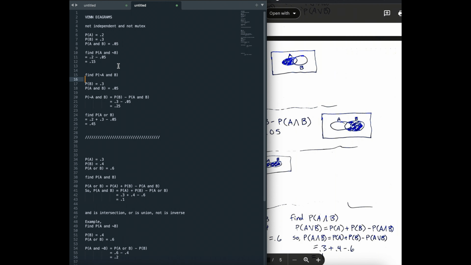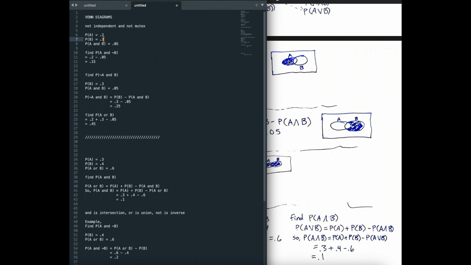Okay, so this is going to be an explanation of visualizing probabilities with Venn diagrams. So here's the first one, right here. And here on the right is the Venn diagram associated with the problem. You notice here's the probabilities. Probability of A, 0.2, probability of B, 0.3, probability of A and B is 0.05.